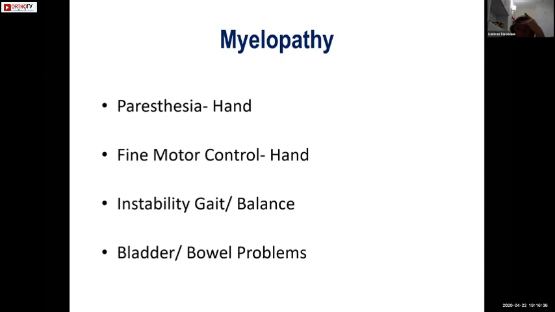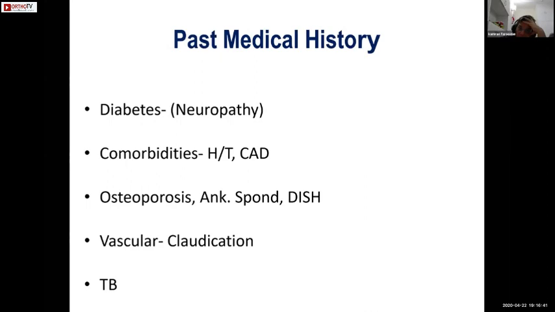Finally, coming to past medical history, always ask about diabetes, because that can confound your neurological findings. The patient may have a diabetic neuropathy and you might think that it is due to a neural compression. Ask about comorbidities, because if you're going to take up the patient, we need to be aware of hypertension and CAD. Ask about osteoporosis, ankylosing spondylitis, and DISH, because these can also impact the surgical outcome, and especially about vascular claudication, because it'll confuse you with spinal stenosis, which is so common in old age groups. You should be able to rule out vascular claudication from neurological claudication, and ask about history of TB, because that's so common in our country.